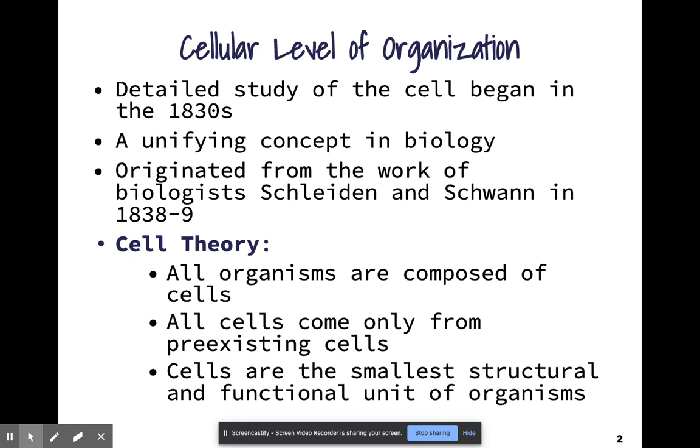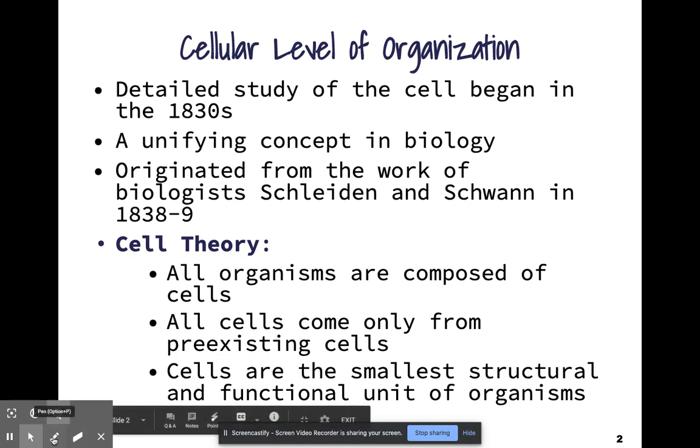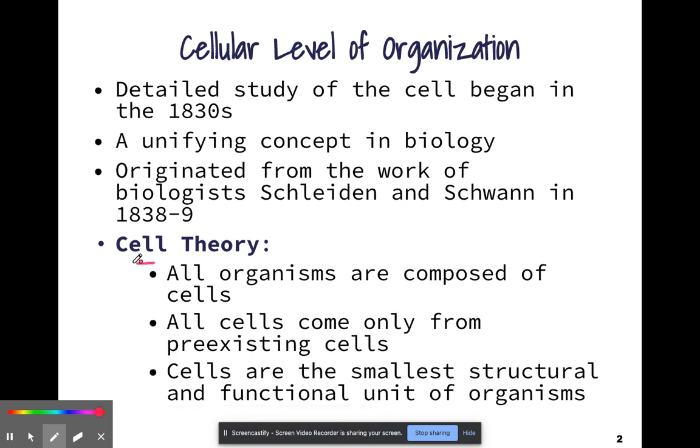You need to know this. So you need to know the cell theory. I'm going to go ahead and highlight or mark it up. Make sure that you know this, okay? The cell theory states that all organisms are composed of cells, that all cells come from only pre-existing cells, and that cells are the smallest structural and functional unit of organisms.